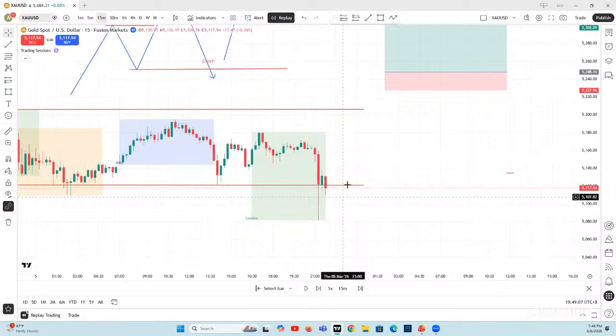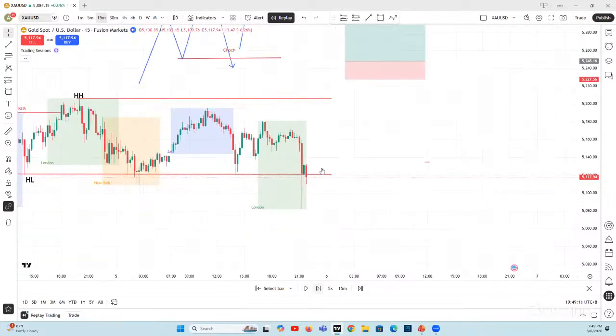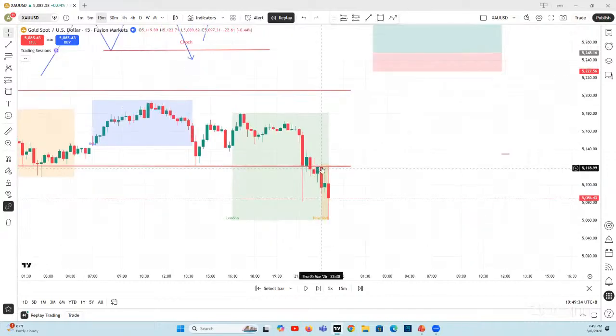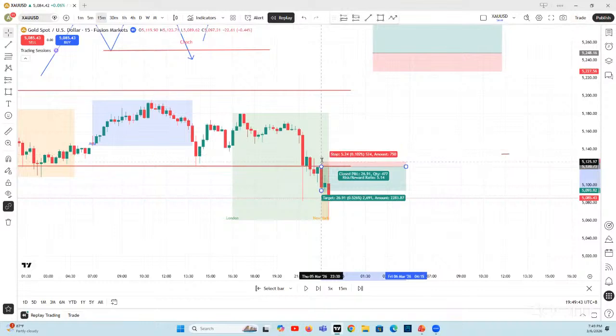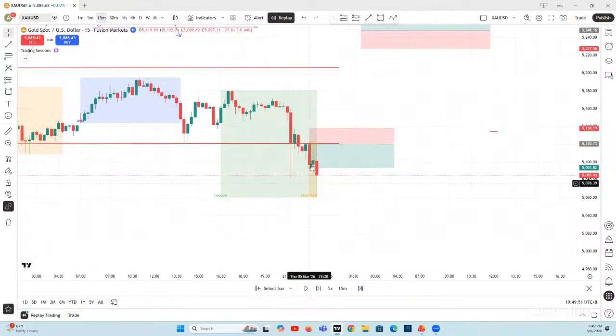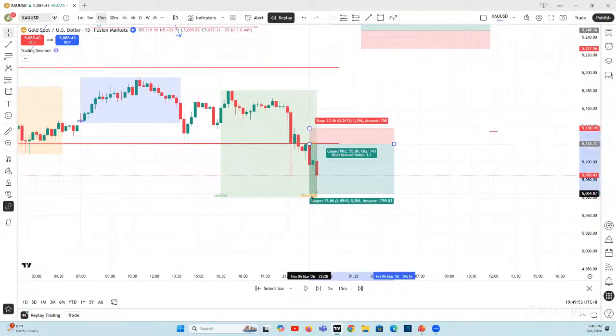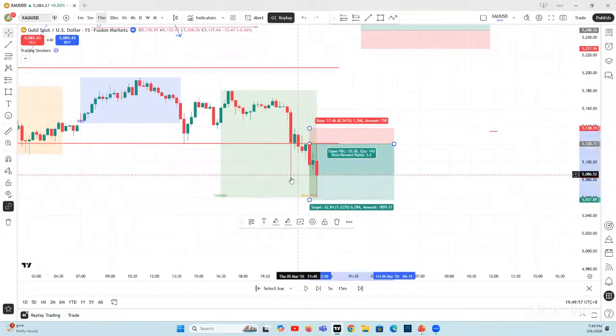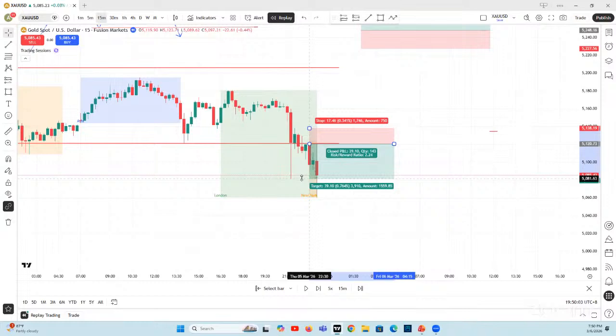New York. What time is this? 10:30, 22:30. When New York opens here, at this time you are on the computer, on your phone, and you see this one making the change of character, you sell here, my friend. Stop loss, 50 pips for me, but for you, it's up to you. It's your money. Maybe the swing high there, you can put your stop loss there, and you target the what? The low. This is the low of London that time. So you target there, and you have your money.